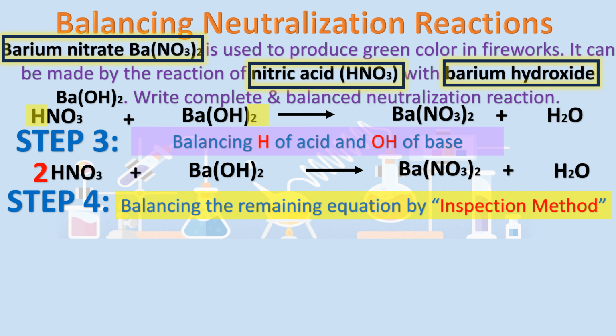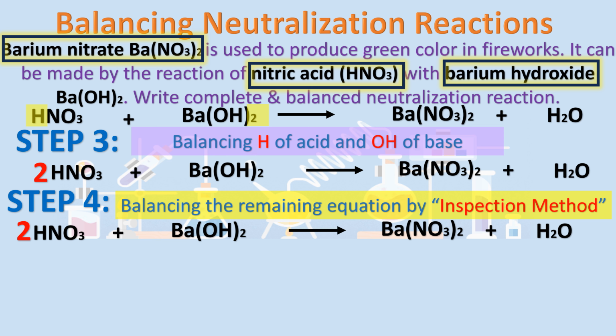Now in the fourth step, by applying the inspection method, we will balance the rest of the atoms. Let's first start with barium, as there is 1 atom of barium on the reactant side and also 1 atom of barium on the product side. So barium is balanced already. Next, nitrate, as there are 2 nitrate groups on the reactant side and also 2 nitrate groups on the product side. So nitrates are also balanced.